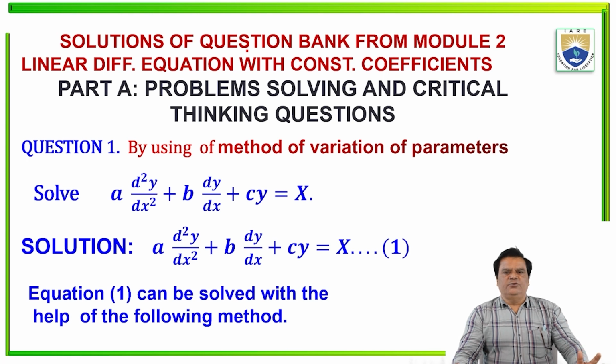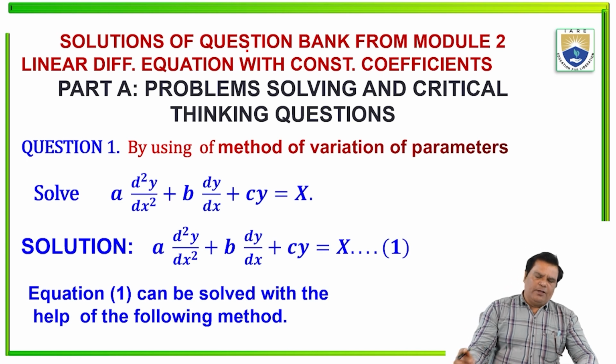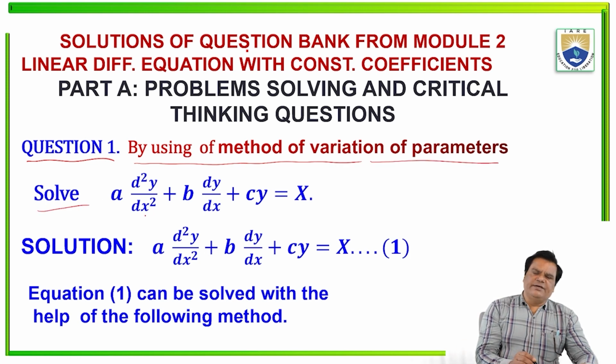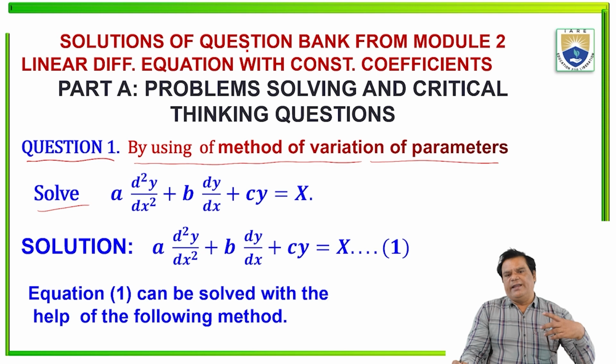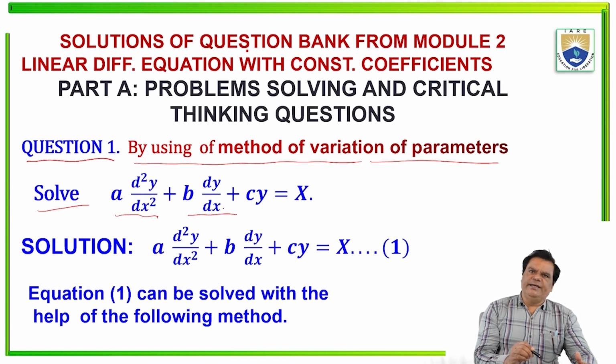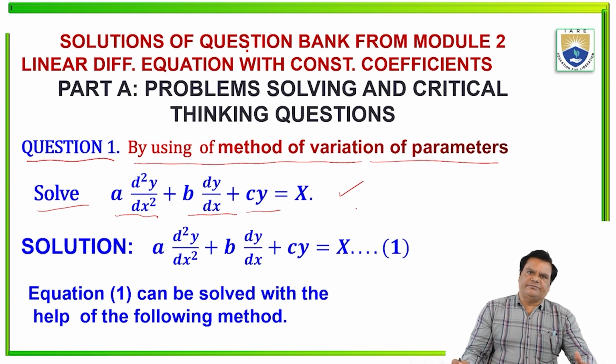So let us start to prove the method of variation of parameters. In this lecture, I am giving the proof of the method. Question 1: by using the method of variation of parameters, solve the equation. Here a may be any number, or a may be variable, but in this question a, b, c are constants: a d2y/dx2 + b dy/dx + cy = X, where X is some function of x.